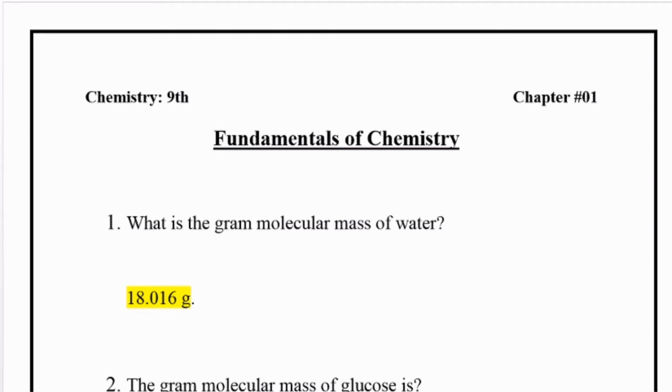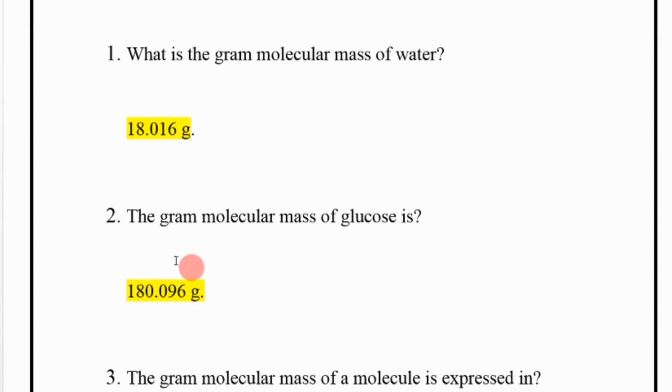Let's start now. Chemistry, ninth class, Chapter 1, Fundamentals of Chemistry. First, what is the gram molecular mass of water? 18.016 gram. Next, the gram molecular mass of glucose is 180.096 gram.